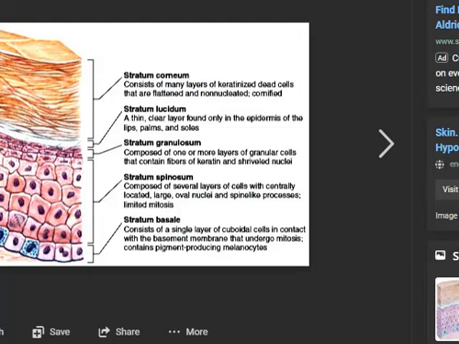Here's a slide that I found for you on the internet. You can go and look for yourself, and it kind of shows you what you're looking at. So the basal layer is a layer of cuboidal cells, and it is in contact with the basement membrane that underlies your skin. And we're going to find that that basement membrane is kind of important for scarring.